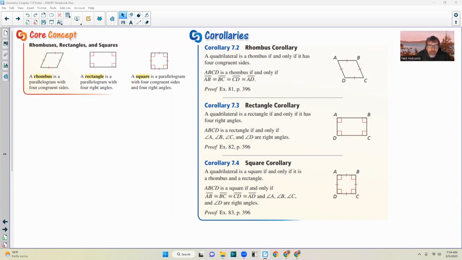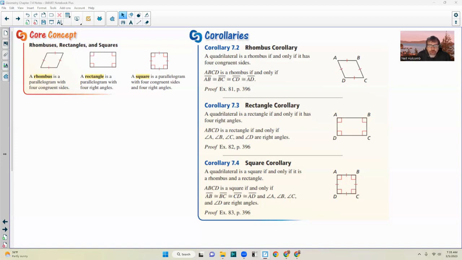So the rhombus corollary says a quadrilateral, a four-sided figure, is a rhombus if and only if it has four congruent sides. So ABCD is a rhombus if and only if segment AB equals segment BC equals segment CD equals segment AD. There's a proof, example 81, page 396.